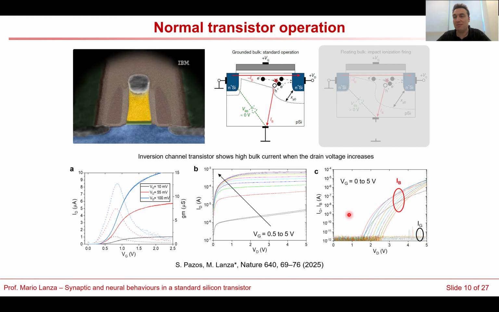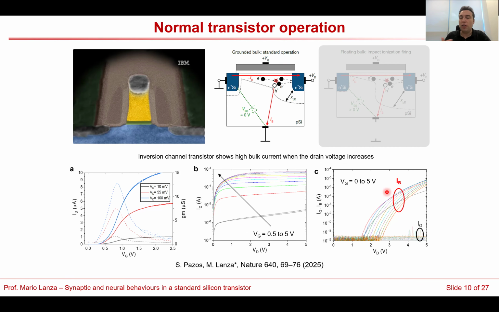This is a plot that normally does not appear in the textbooks, where you can see that at a certain level of current, at a certain level of polarization of the transistor, around 2 volts, we start to have a lot of current through the bulk terminal.